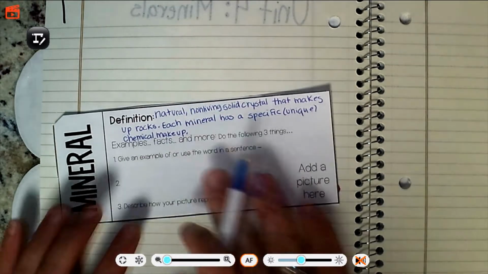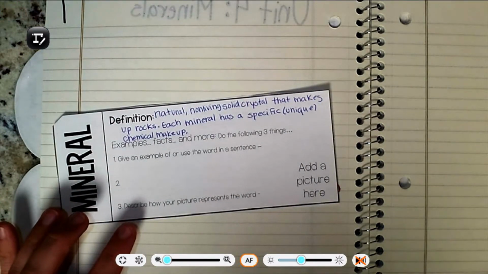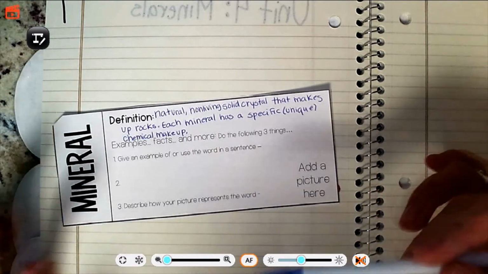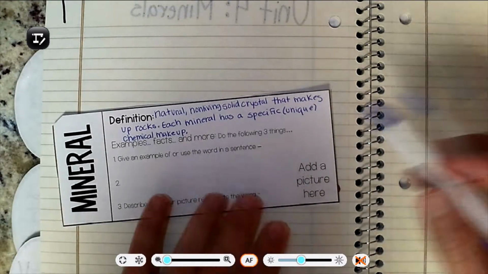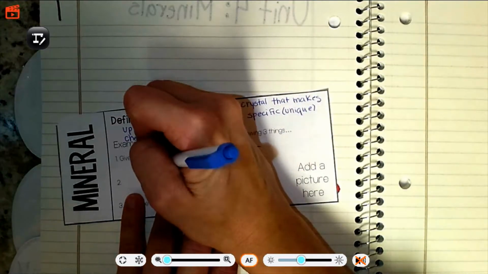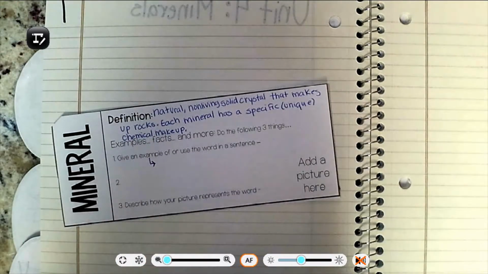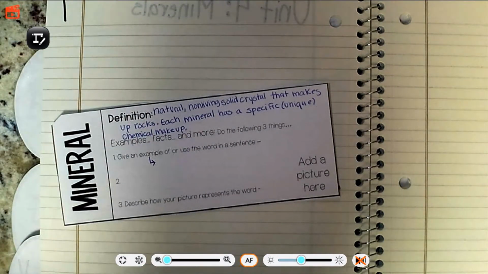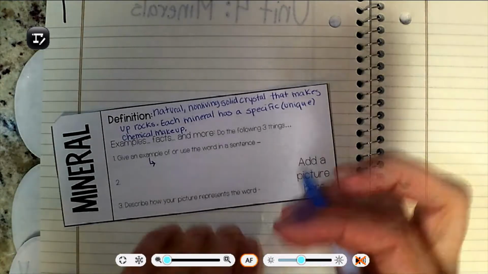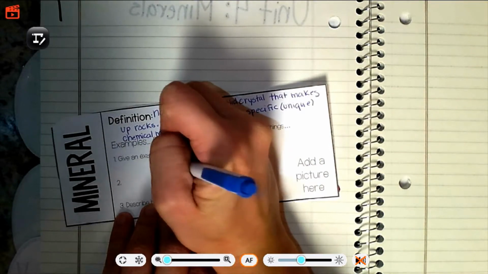Now you might have noticed that these are sort of the same for every vocab word in this unit, and that's because I'm going to go through the first two with you and you will do the third one on your own like we've been doing. So give an example of, or use the word in a sentence. We're going to give an example. So the most common mineral that you all use every day, whether you know you do or not, it's in almost everything you eat, is salt. Salt is a mineral.